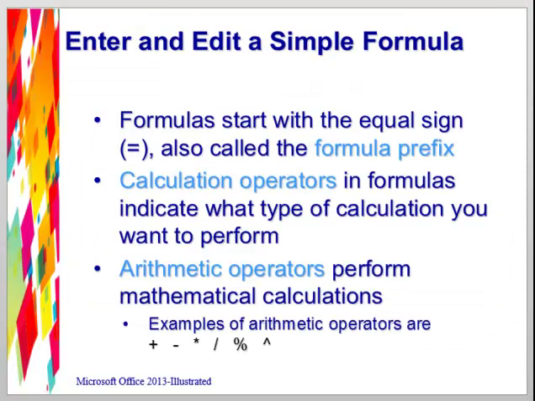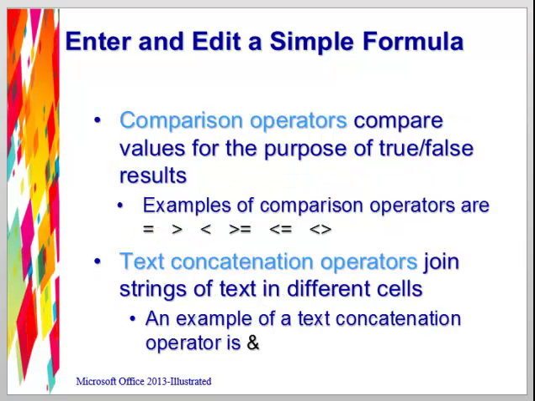Okay, so formulas always start with an equal sign. No matter what Excel formula you're creating, it starts with an equal sign, and it's also called the formula prefix. The calculation operators we talked about earlier: plus, minus, multiply, divide, things like that. The arithmetic operators perform the mathematical functions, the calculations that you need to have them do. And to enter and edit a simple formula, it's really very basic. You have the equal sign as the first thing you put in the formula, and then you put in your cell name, the operator, and then the next cell name.